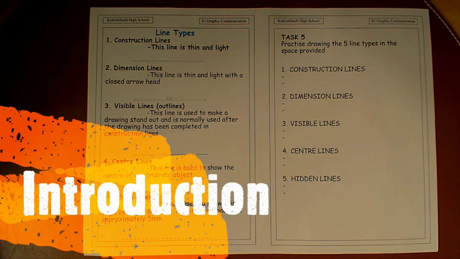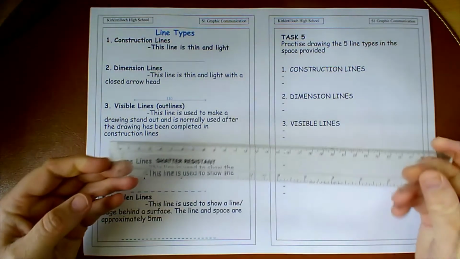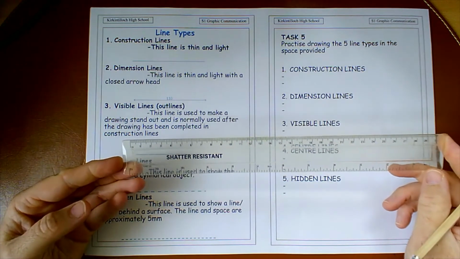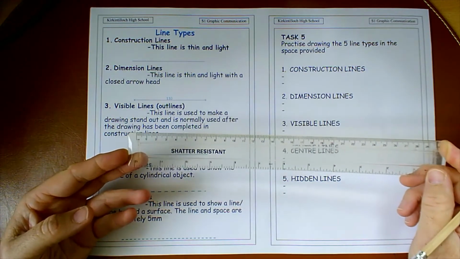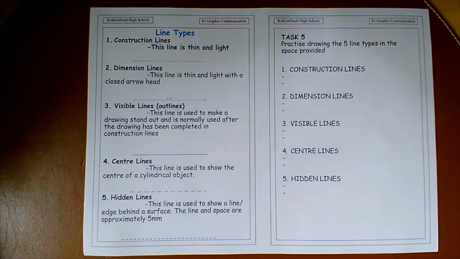Hi, and welcome back. Today we're going to be looking at line types for task 5. We're going to be learning how to use a new tool today, and that is a simple ruler. It's something we've probably used lots of times before, but we're going to learn how to use it in the world of graphics. But first of all, let's look at the different line types.